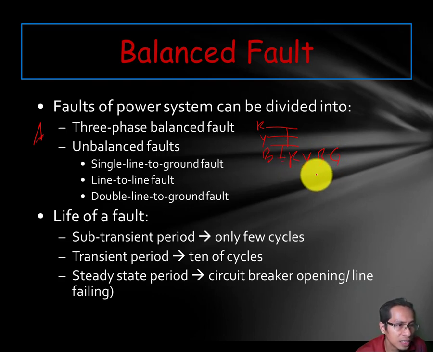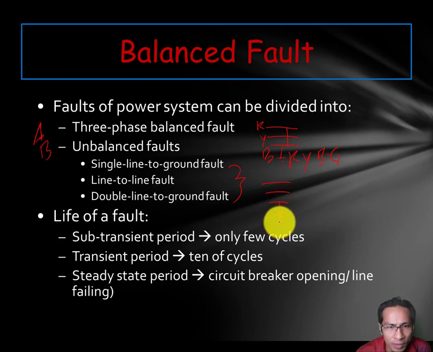Another type of fault is unbalanced type of faults, type B. For unbalanced type of fault, we can divide this type of fault into three subcategories, which is single line to ground faults. Let's say we have red, yellow, blue. Either one line is faulted to the ground. Let's say this line faulted to ground. This is single line to ground faults.